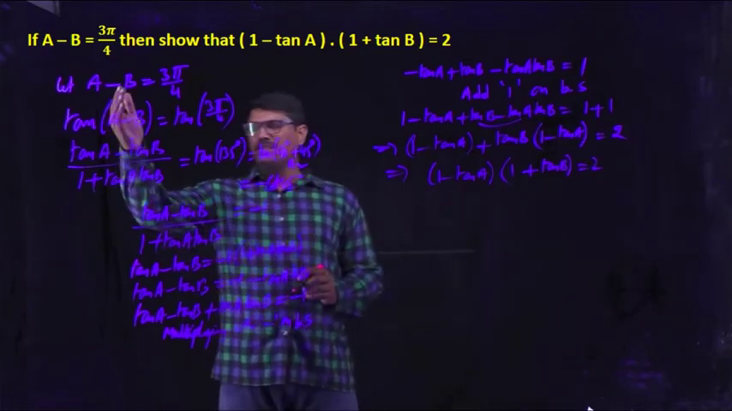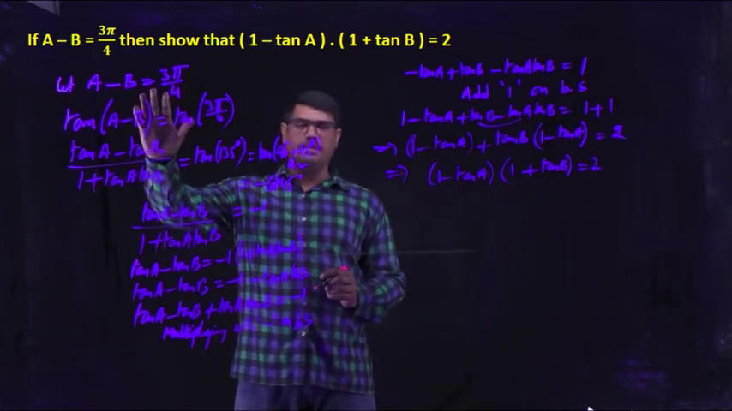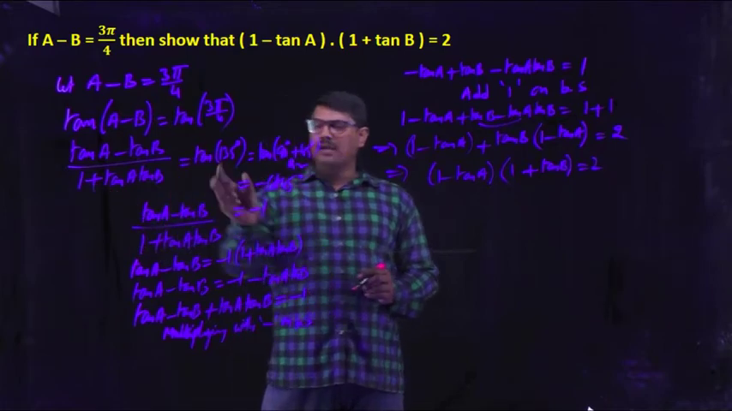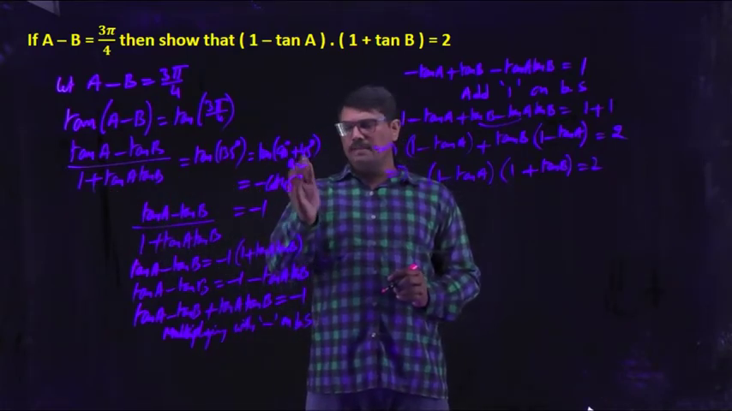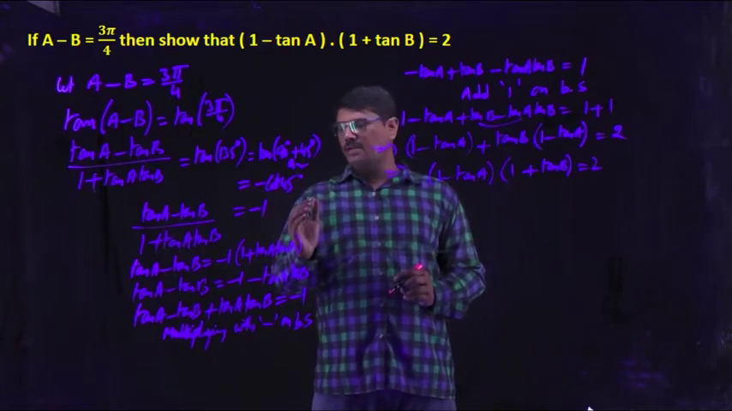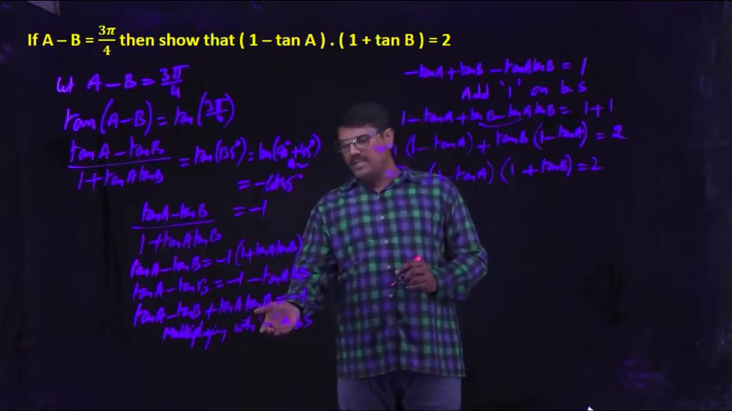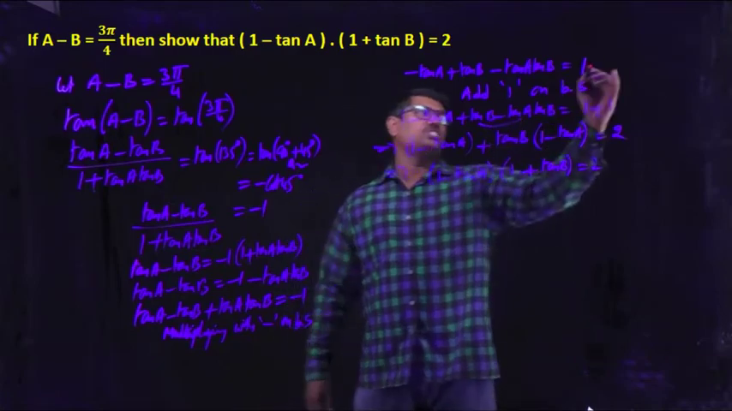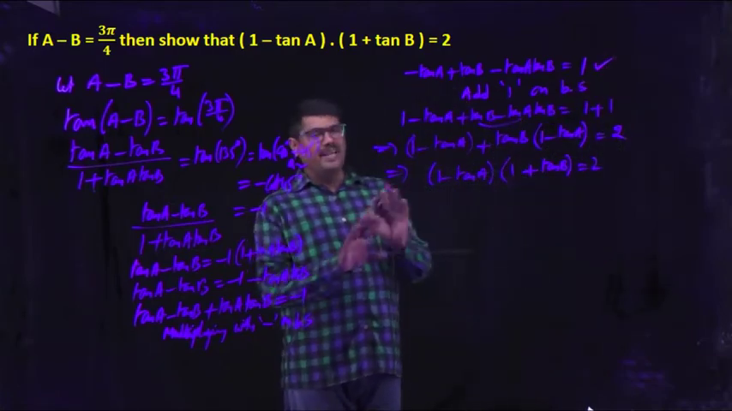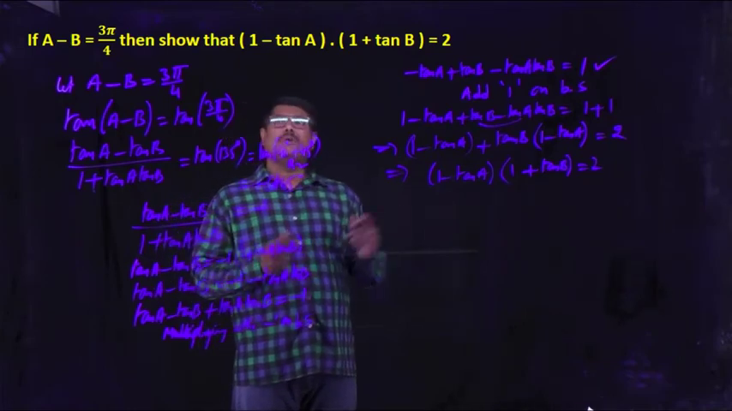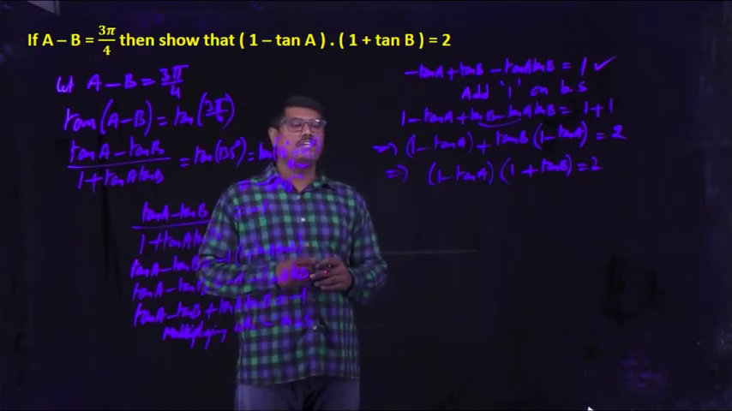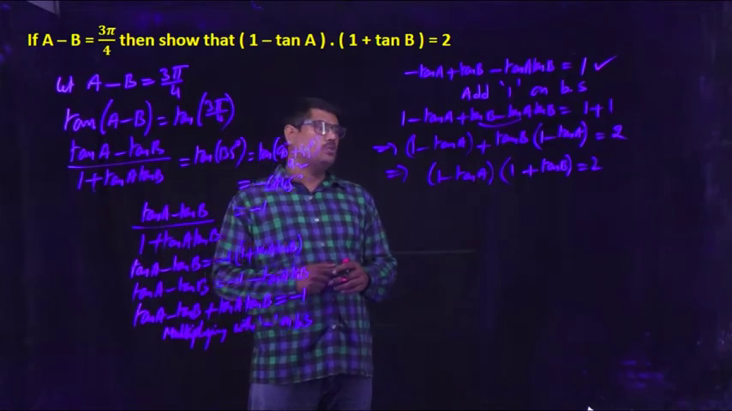So taking the given information A minus B equals 3 pi by 4 and applying tan, here observe tan 135 value is minus 1, and tan of 90 plus theta will become minus cot theta. So after doing general simplification and coming to this step and then adding 1 on both sides, you will come to the required condition, that is 1 minus tan A into 1 plus tan B is equal to 2.